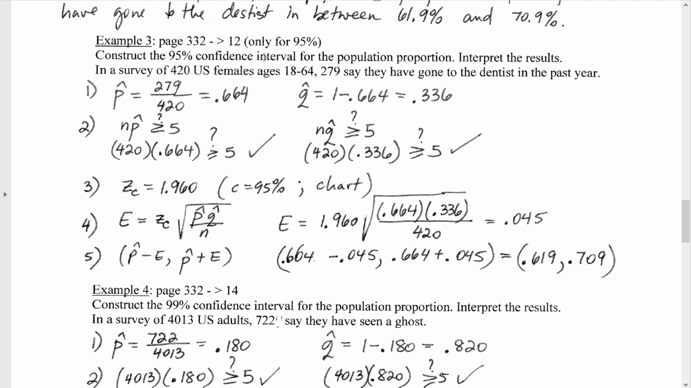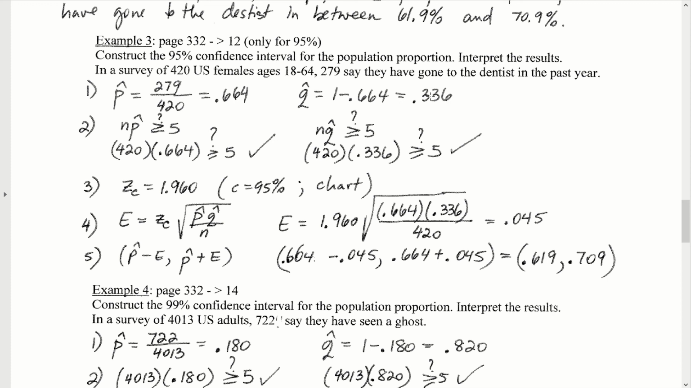So to start, we want to begin by finding the point estimate for p hat and q hat. P hat is going to be the number of individuals that did say they went to the dentist. That's 279. That's our x value. Divide that by the size of the sample. That's 420. 279 divided by 420 gives us 0.664. That's our point estimate for the population proportion. That's p hat. To find q hat, it's just going to be 1 minus p hat. So 1 minus 0.664. That's going to be 0.336.